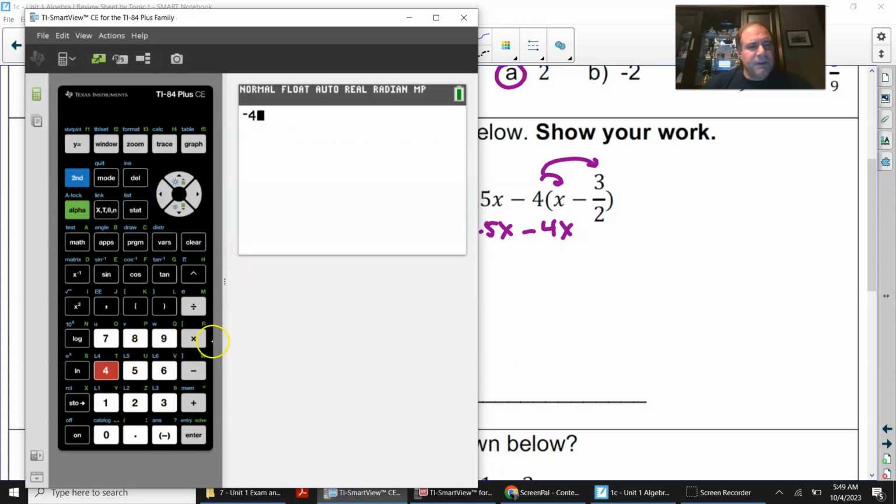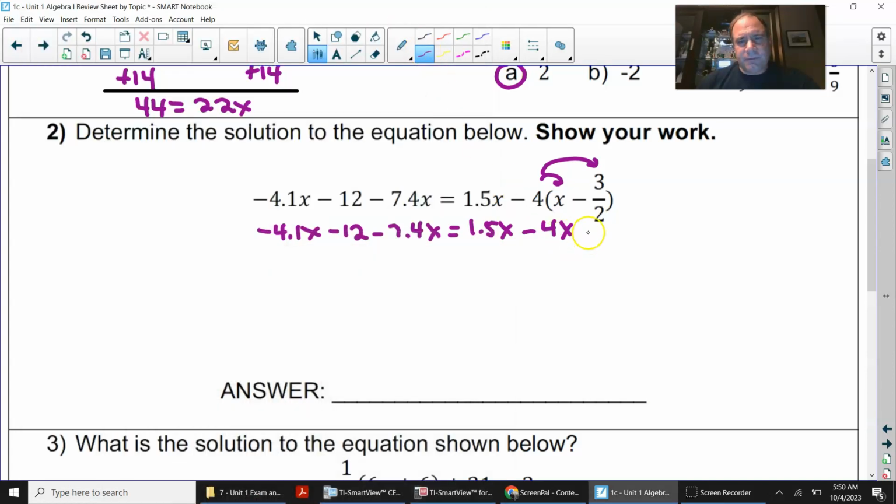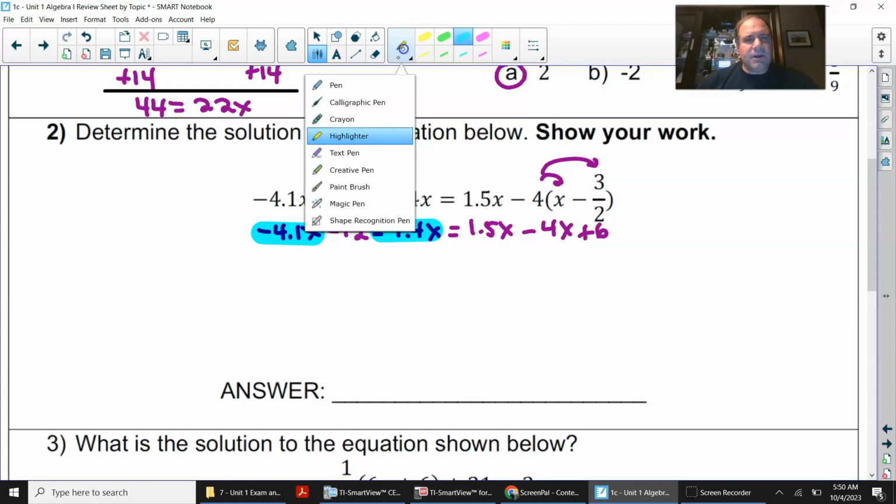Negative 4. Times, and I'm going to press alpha x to get that fraction, and it is a negative 3 over 2. That's how you would put that. It's negative times a negative, so you know it's positive, and it's nice. It comes to a positive 6. Right? So now on the left side, I'm just going to combine like terms. You see that this term and this term need to be combined.